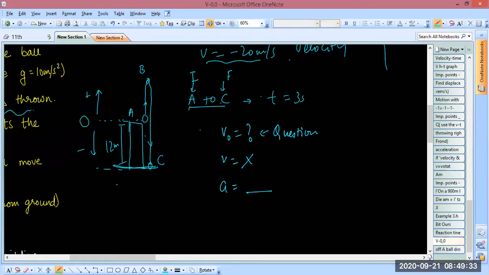Now everyone has started to get it. Very good. Yes, it is -10. All right, not +10. It is -10 meter per second square. Okay, how much is displacement? How much is the displacement?